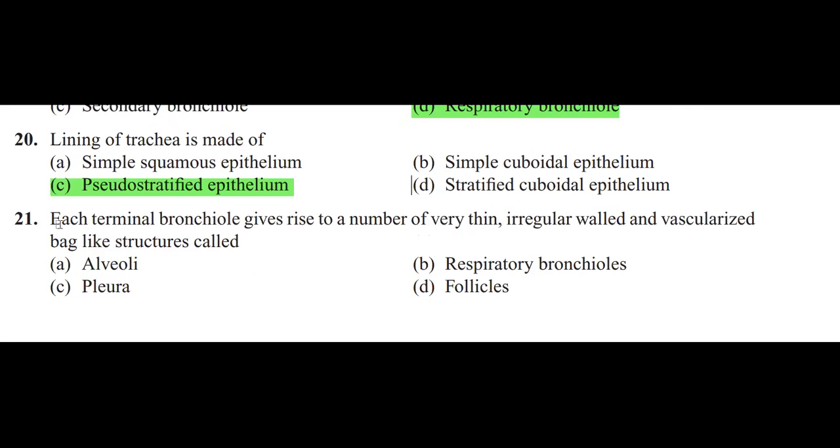Next. Each terminal bronchiole gives rise to a number of very thin, irregular walled and vascularized bag-like structures called alveoli, respiratory bronchioles, pleura, follicles. You should keep these in mind. Vascularized bag means alveoli. So the option is A, that is alveoli.